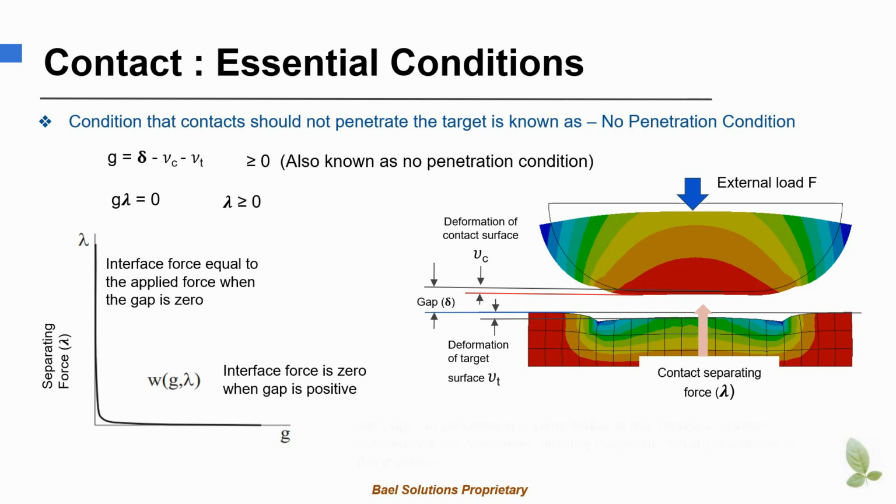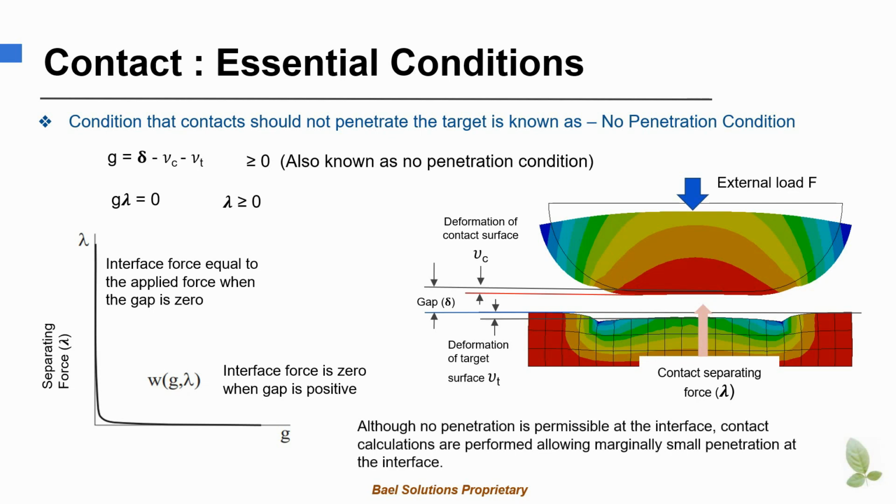Although no penetration is permissible at the interface, contact calculations are performed, allowing marginally small penetration at the interface. This is due to the limitations of a numerical solution. There are a number of algorithms available to incorporate a no penetration condition in the contact simulations.